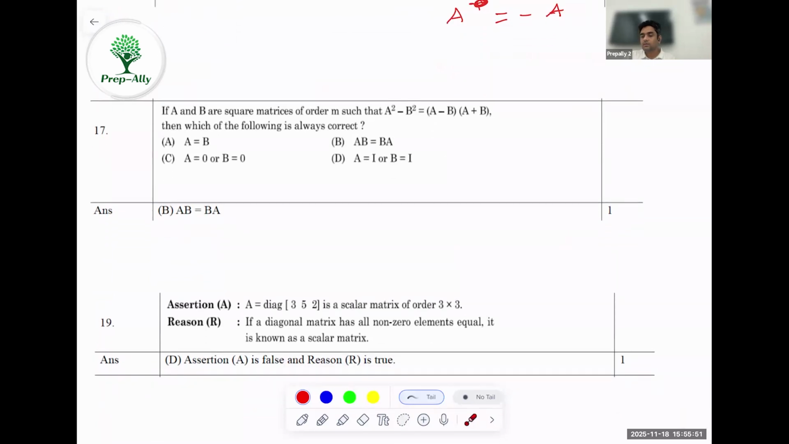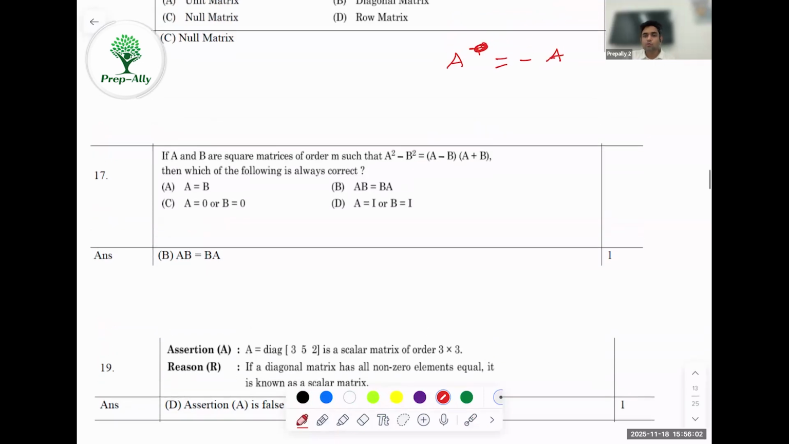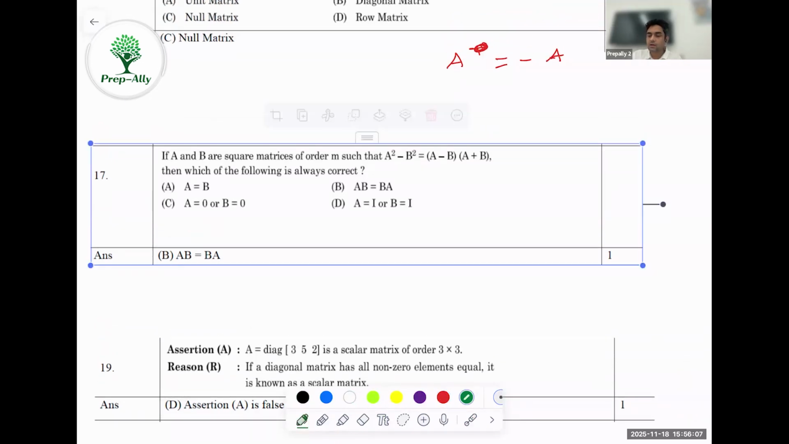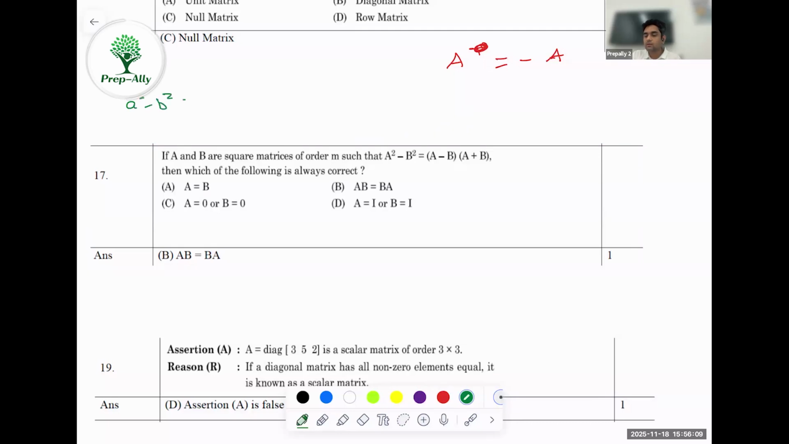Now coming to the next one, it's given that if A and B are square matrices of order M, we have got this. Now this is an issue. Why is this an issue? Because you might think, okay, again I'll use the algebra formula. In the algebra formula, what happens? We have that A square minus B square is A plus B into A minus B.